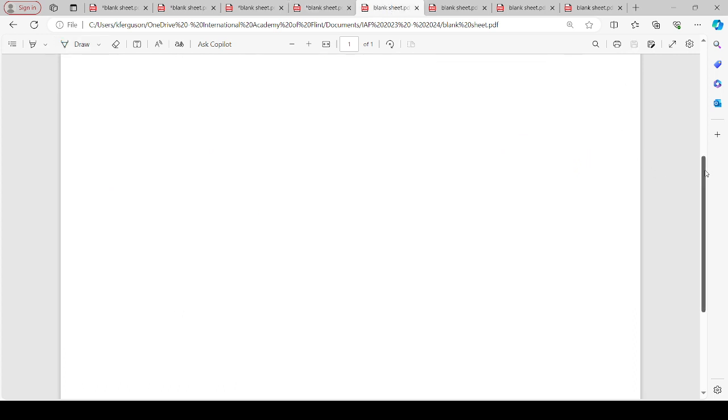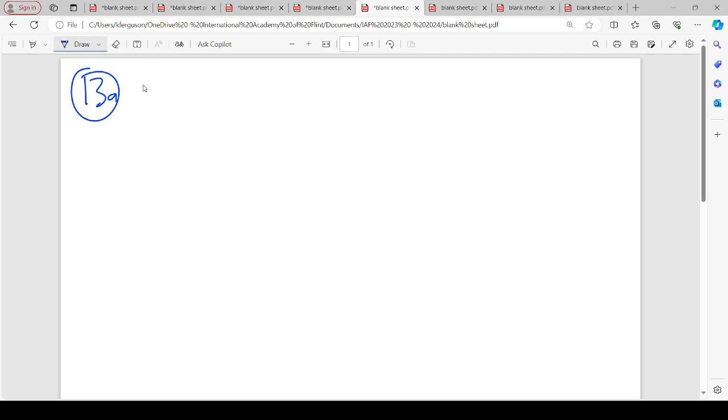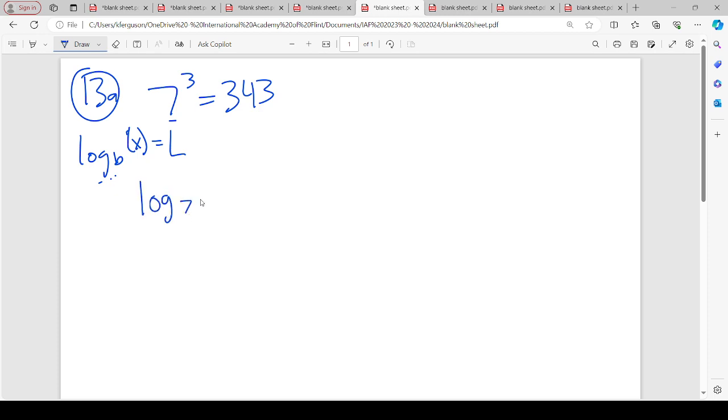And then finally, I got 13. 13A. That's 7 to the third power equals 343. And the instructions say write the expression in logarithmic form. And that's log base b of x equals L. So I need to write this as that. So what is it going to look like? Log base 7 of 343 equals 3.